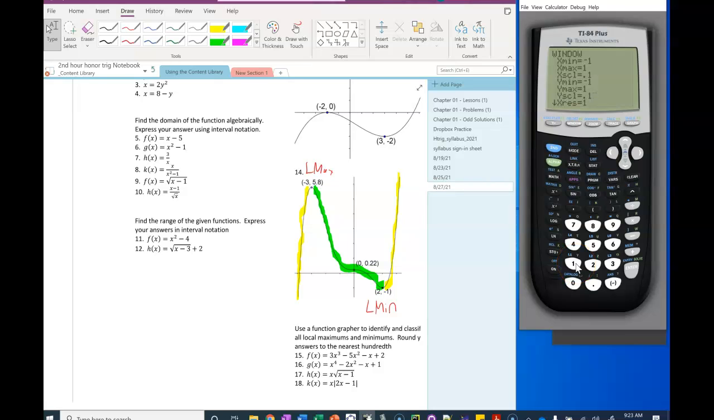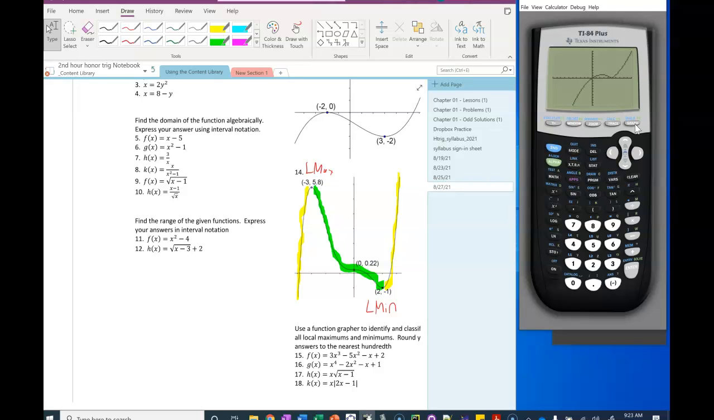Now you could just use the built-in zoom in function, and that would be appropriate as well. I like to pick my own windows because I tend to think I'm smarter than the calculator's automatic zooming, but the window doesn't so much matter as just being able to get a reasonable picture.